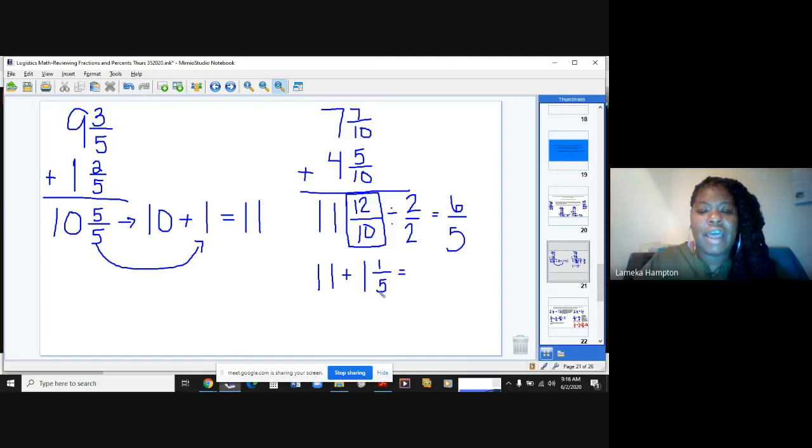Now I'm going to add my whole number from the original problem with my new mixed fraction. 11 plus 1 is 12. And then I'm just going to carry over the 1 over 5. So my final answer would be 12 1/5. Okay, so that's going to be very important that you make sure that you know how to convert mixed fractions to improper fractions and improper fractions to mixed fractions.